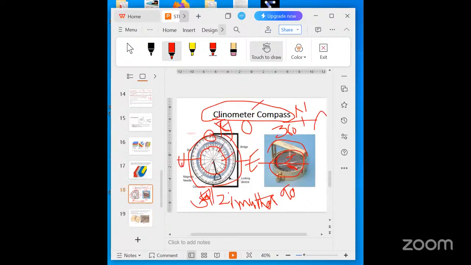So now, how do we measure the strike and dip of an inclined bed? Inclined means like this. So anticline, syncline. This means inclined. To measure the strike direction, place the compass on the bedding plane so that the bridge of the compass touches the bedding plane completely.